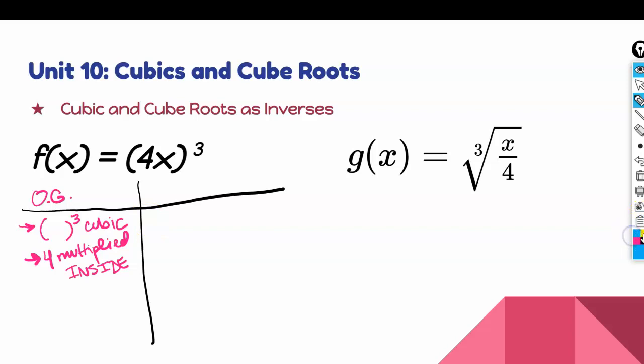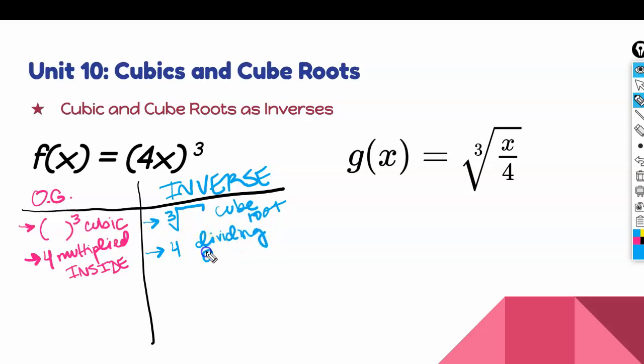All right, I want opposites. Well, I'm not going to write opposites. I'm going to say inverse. But the inverse is just looking for opposites. So what's the opposite of a cubic? Cube root. Okay, cube root is the opposite of a cubic. And then instead of a 4 multiplying inside, I'm going to have a 4 dividing outside.